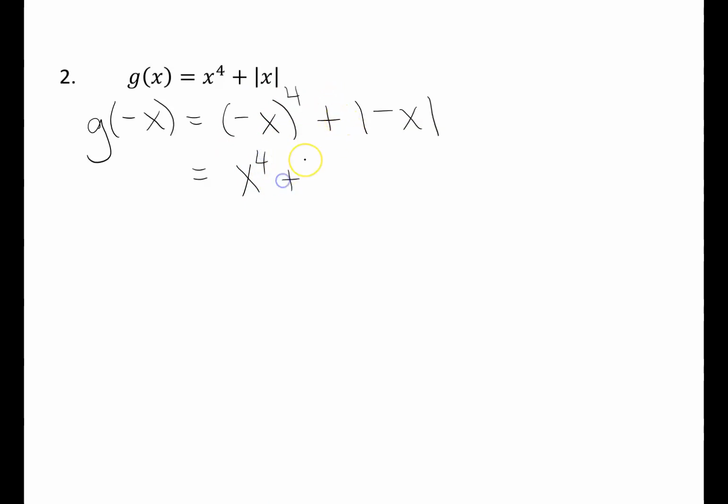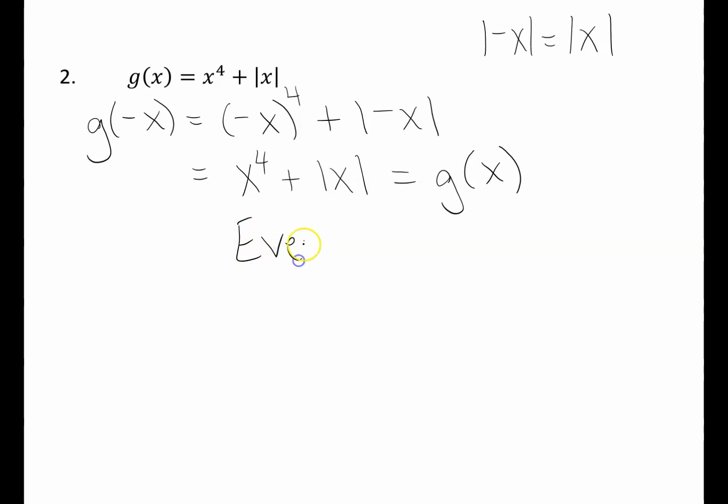I'm going to bring down my plus. And we also had this statement that said absolute value of negative x equals absolute value of x. So when it's absolute value of negative, you can always go ahead and say, okay, that's going to be the same as absolute value of positive x. Now let's compare that to our original, and they are exactly the same. This is equal to g of x. That means the function is even. If substituting negative x results in the original, the answer is even.